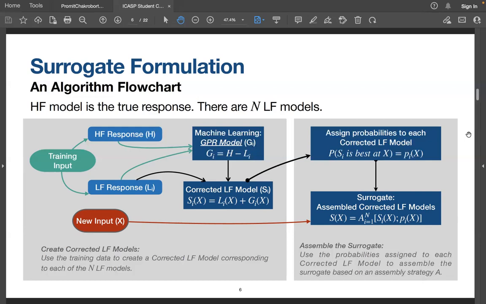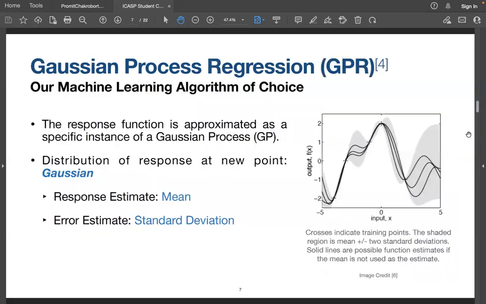And once we have the probabilities and the corrected low fidelity models, we assemble them together into the final surrogate called S. However, before I talk about the assembly or the probability assignment, a quick overview on Gaussian process regression, which is the machine learning algorithm we use here.